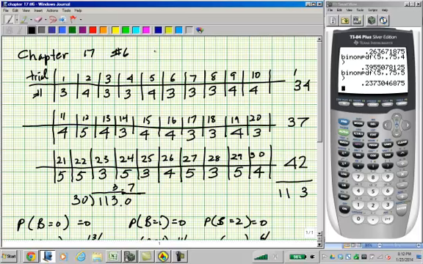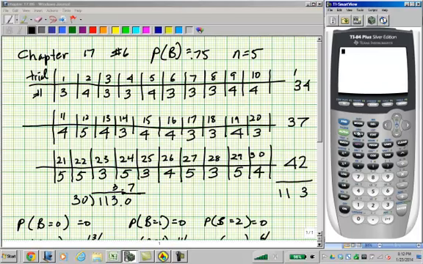The probability that someone is wearing a seatbelt is 0.75, and you're going to do 5 cars at a time. Now, one way to simulate this is with the calculator. You just use math, arrow over to PRB, and randInt: 1, comma 100, comma 5, to give you 5 numbers between 1 and 100. You don't worry about repeats.